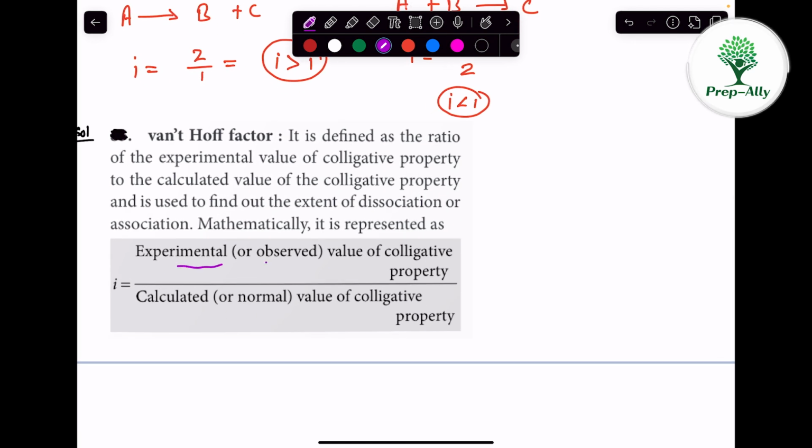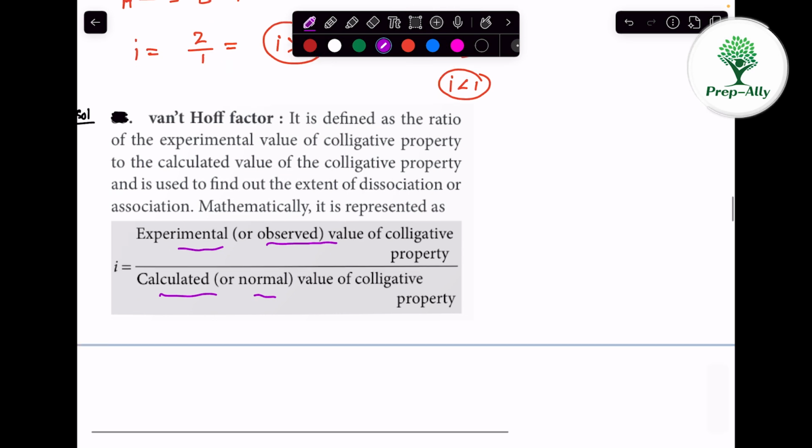Again, experimental or observed colligative property divided by calculated colligative property. Calculated means by applying the formula we can figure out the calculated colligative property. And another way of finding colligative property is we can go to the lab and perform some experiment. So that will be the observed value.